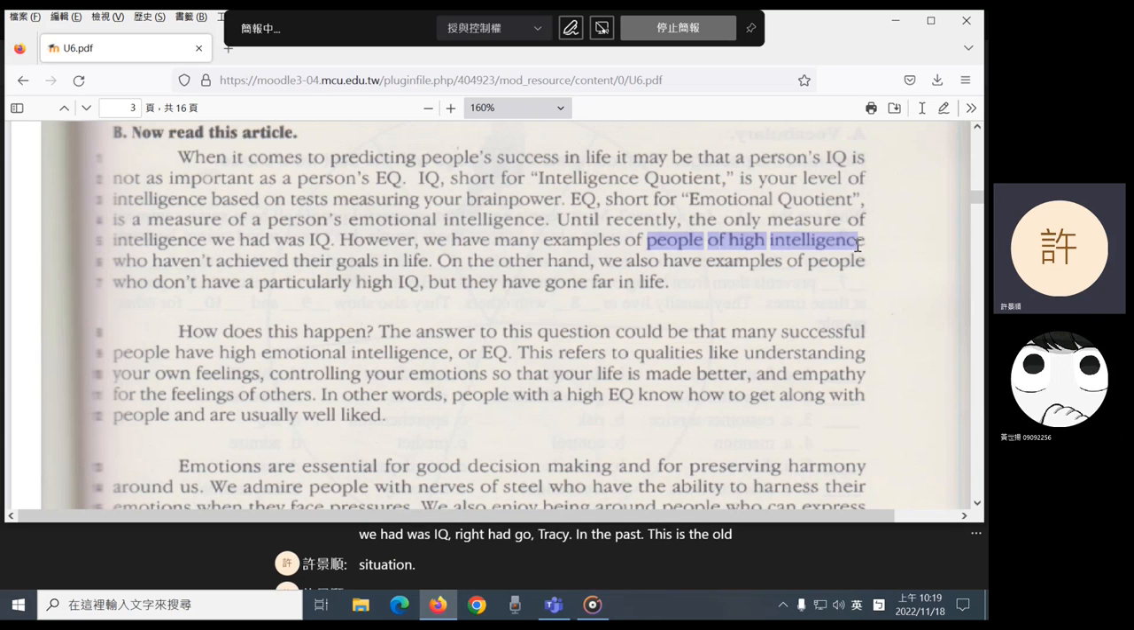People of high intelligence. If you want to say that someone has a kind of quality, 某种特质, you can use the word of. You can use of, you can use with. 带有 with. Both of them are fine.